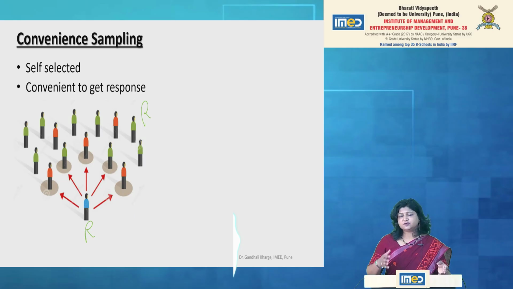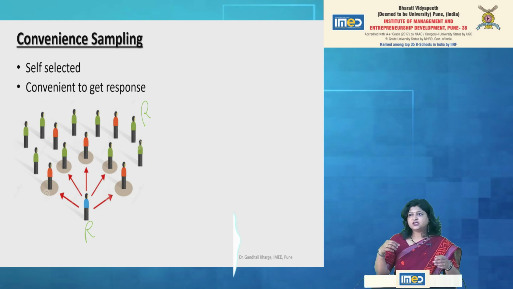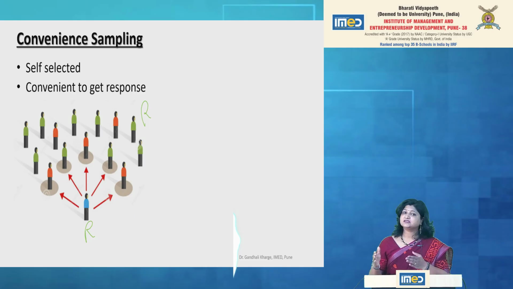If it is not possible, then I will go for the other institutes which are within my city itself. Why? Because it is convenient for me. I'll not go for the whole world or the whole nation or even the whole state. Why? Because it is not at all convenient. If such a case is there, then we can say it is convenience sampling.